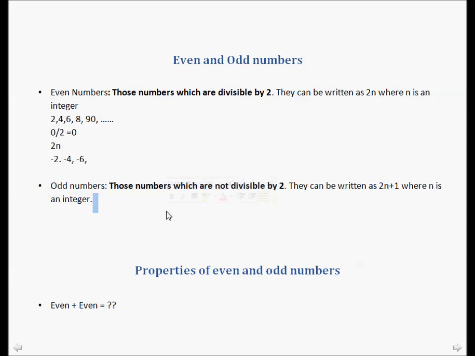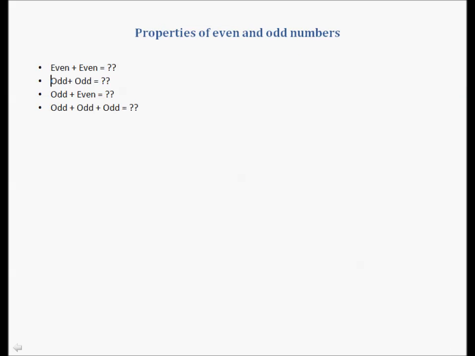So 1, 3, 5, 7, 99, and so on. These are odd numbers. Even the negative numbers can be odd as well. They can be generally written as 2n plus 1 form, where n is an integer, right? So this is the basic definition of even and odd numbers. Till now we have done definitions. Let's now see some properties of even and odd numbers which would come handy in our exam.